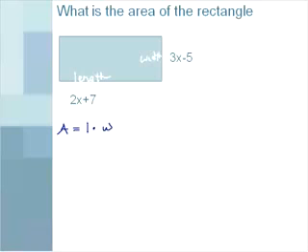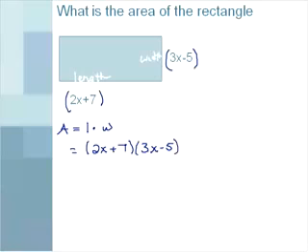So I'm going to take the length times the width here, and I want to make sure, as I've pointed out in the past, that if it's a binomial or anything other than a monomial, you put parentheses around it when you use it in a formula or in a simplifying problem. So we're going to be doing (2x plus 7) times (3x minus 5). And I'm going to use FOIL.